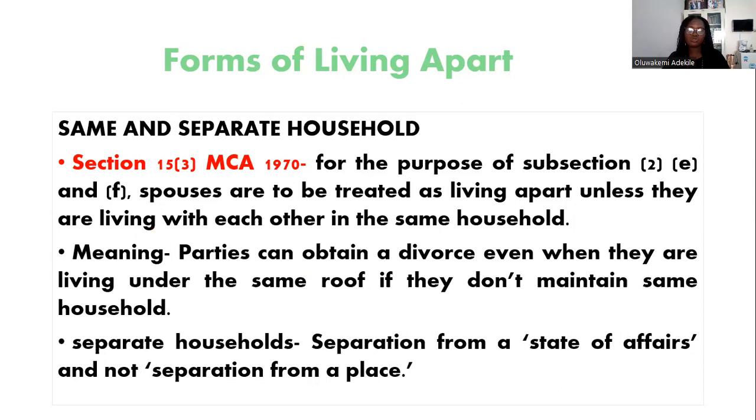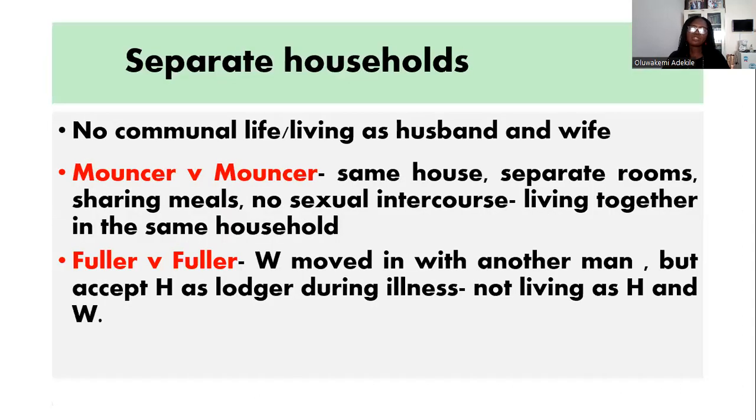If they maintain separate households, despite the fact that they are living under the same roof, they will be held to be living apart. So in the living apart provisions, the law also uses the concept of separation from a state of affairs and not necessarily separation from a place to underscore the idea that there's a living apart of the parties. In considering separate households, the courts have held that there must be no evidence of communal life, no evidence that they are living as husband and wife. And even something as small as doing each other's laundry could be construed as living together as husband and wife, as maintaining the same household.